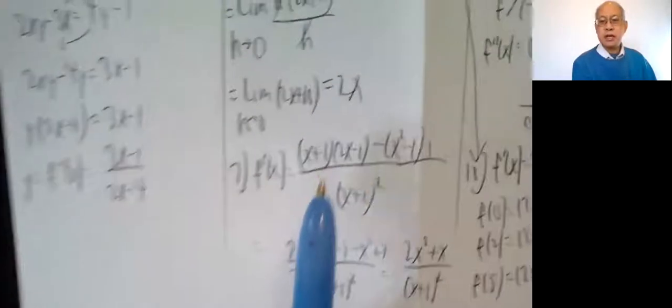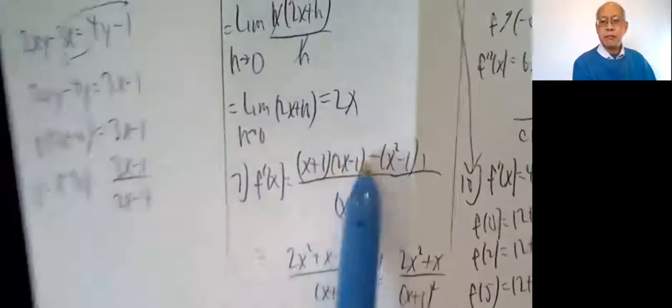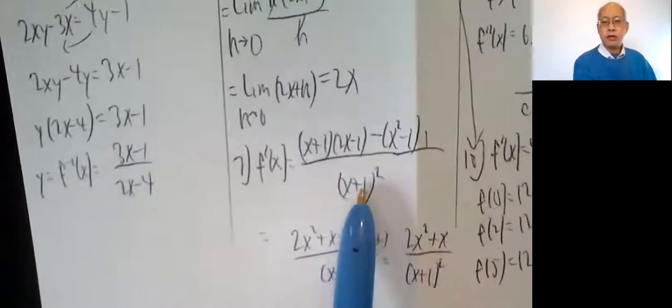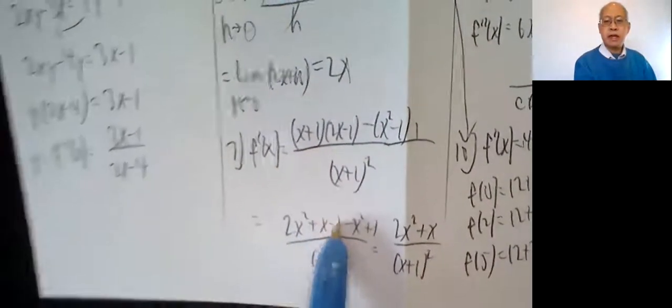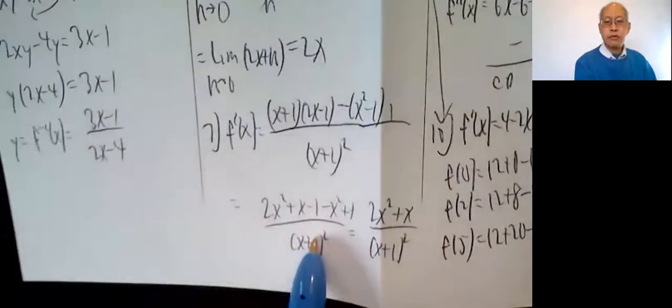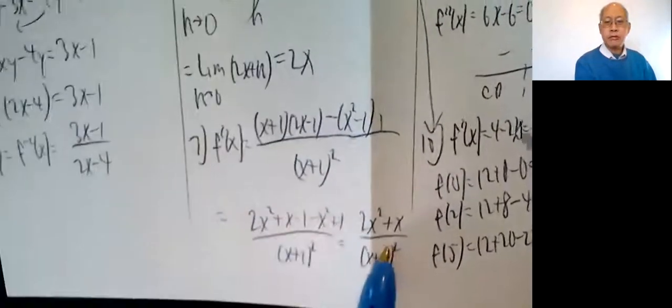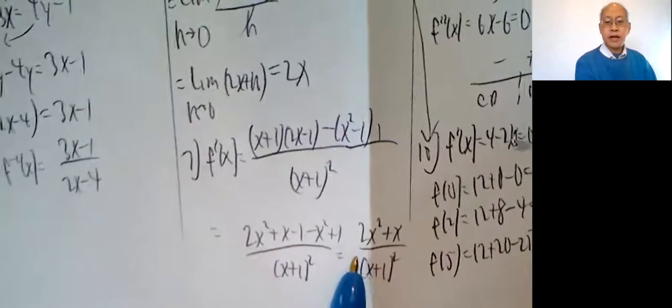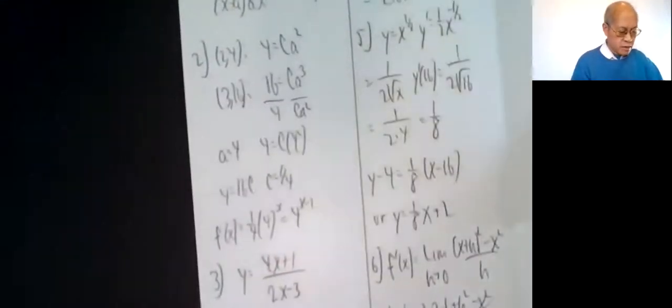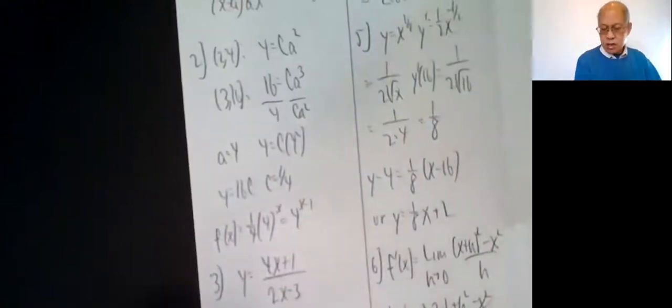Number 7: f prime of x is the quotient rule: bottom times derivative of top, minus the top times derivative of bottom, all over the square of the denominator, which comes out to be 2x squared plus x minus 1 minus x squared plus 1 over x plus 1 squared. Ones cancel out, combine like terms: 2x squared... x squared plus x over x plus 1 squared.